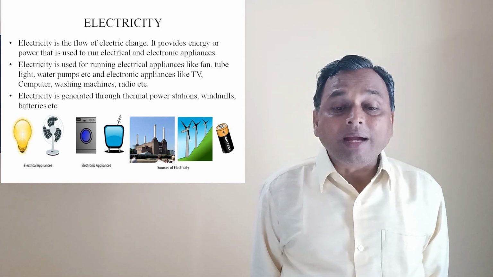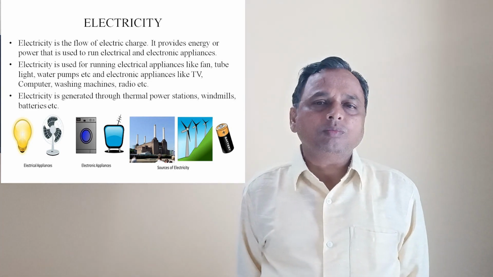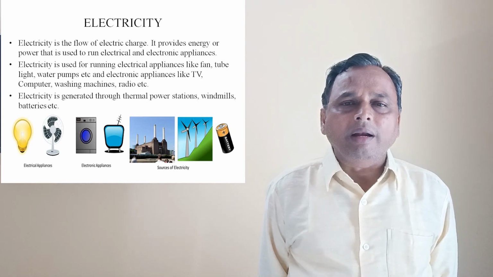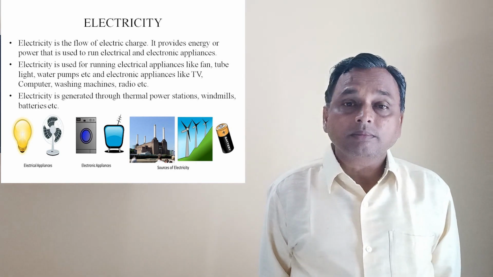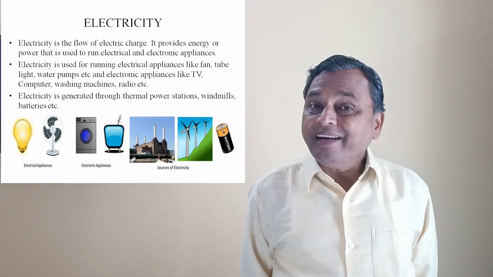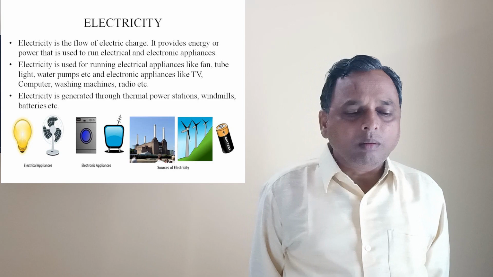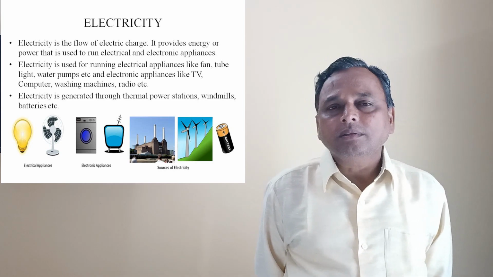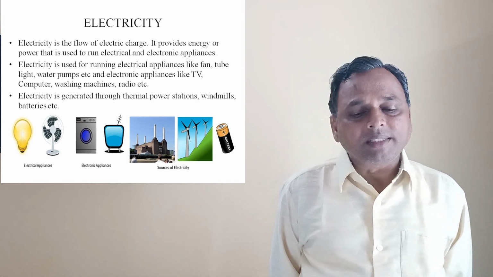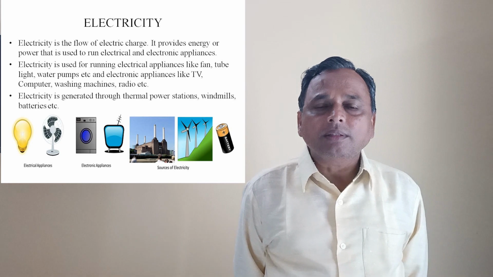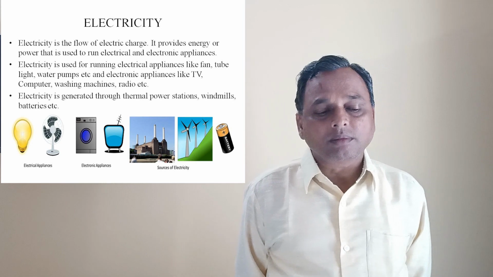So what is it doing? It provides energy. This power is used for operating or running electrical appliances as well as electronic appliances. There are two things, electrical and electronics. For example, the tube light, bulb or fan are all electrical appliances. TV, washing machine, radio, and computer all come under electronic appliances.